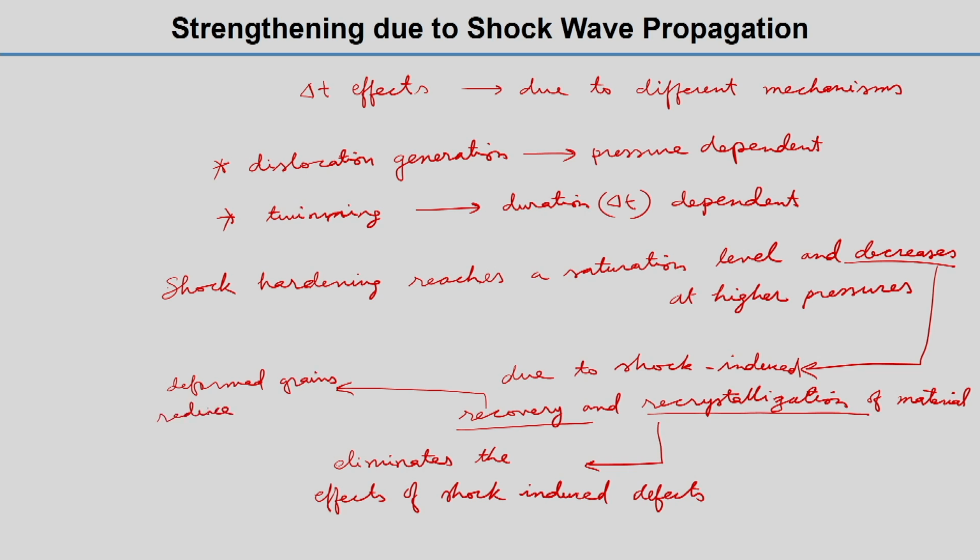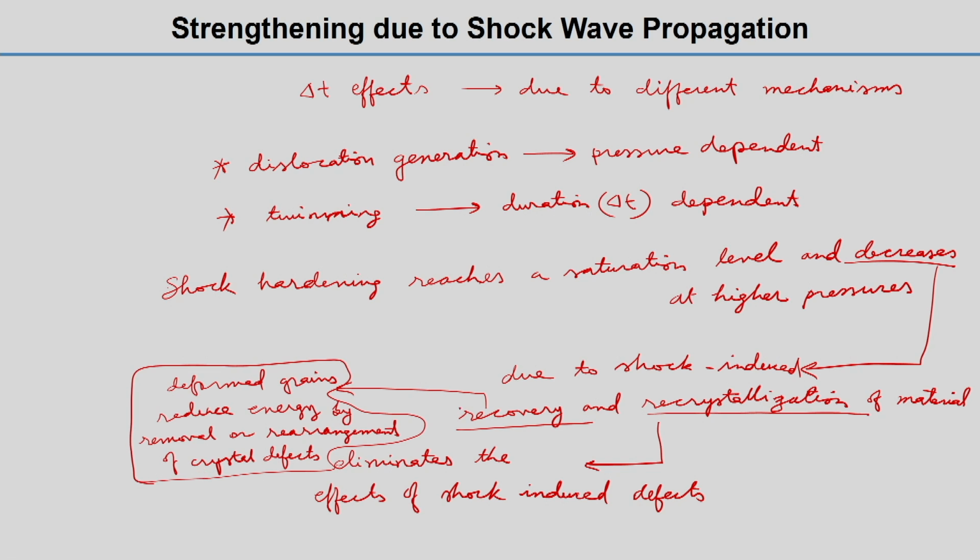Deformed grains reduce energy by removal or rearrangement of crystal defects, different kinds of defects, let us say point defects and line defects. These will happen during recovery. So, what I wrote here is that this eliminates the effects of the shock induced defects, because shock will induce some defects, and this happens during recovery and recrystallization.